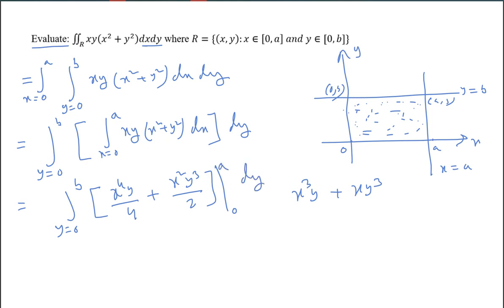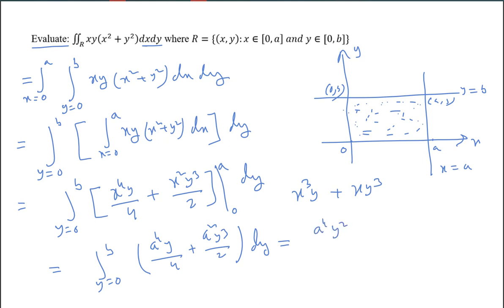Then y equal to 0 to b. Putting in the x value, this will be a to the power 4 y by 4 plus a squared y cubed by 2, dy. Now you integrate with respect to y. It will be a to the power 4 y squared by 8 plus a squared y to the power 4 by 8, from 0 to b.